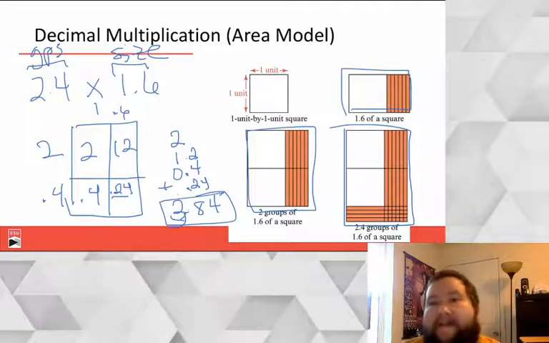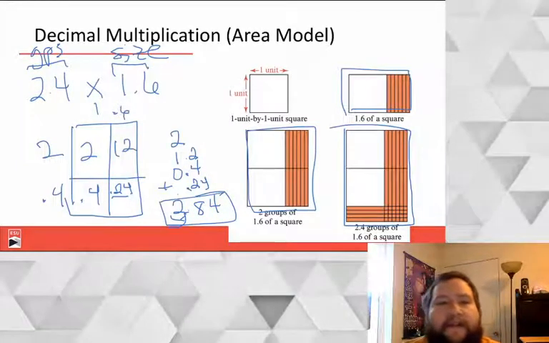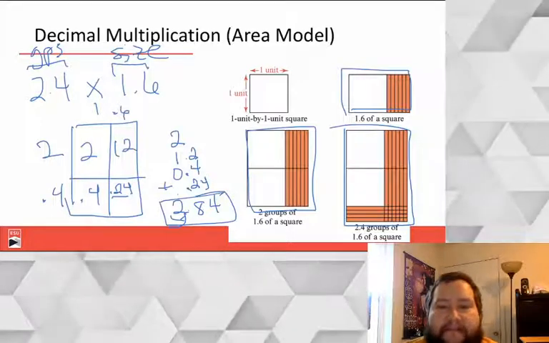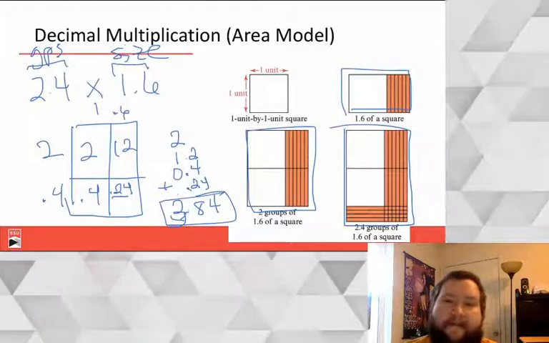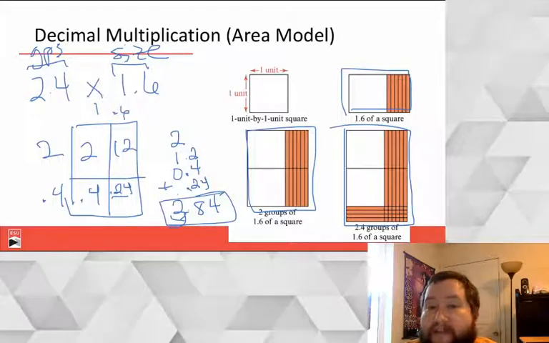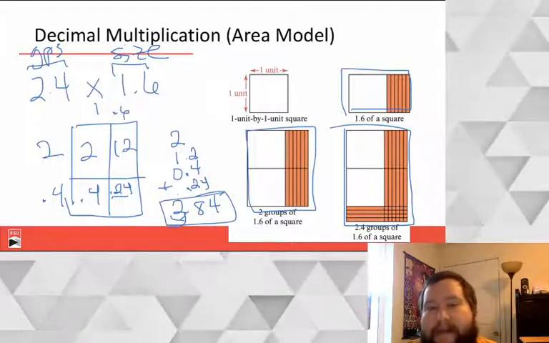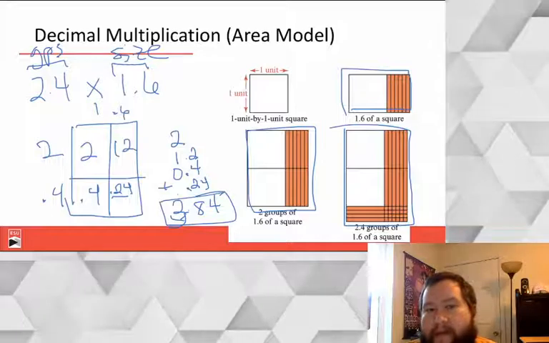And so I know this isn't a methods class, but let's think about it. So that was an addition mistake. That had nothing to do with the concept of decimal multiplication. And so when you see a child make an addition mistake, we have to be really careful at looking at what their work was.